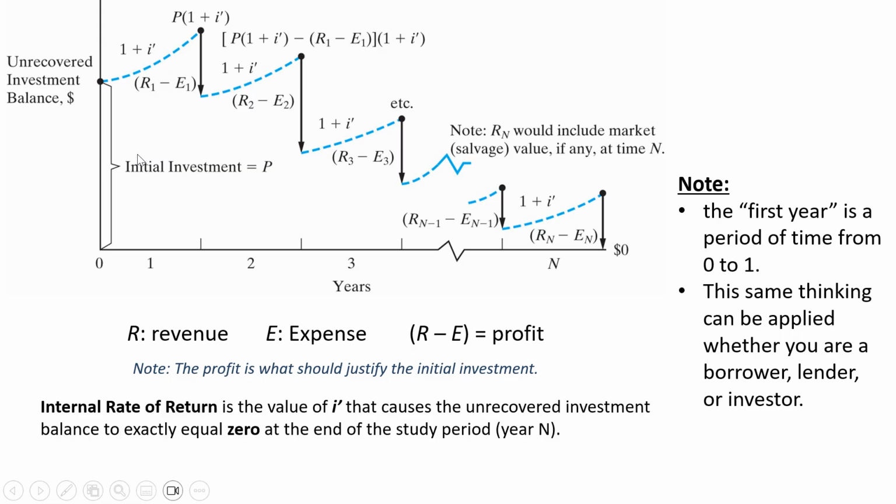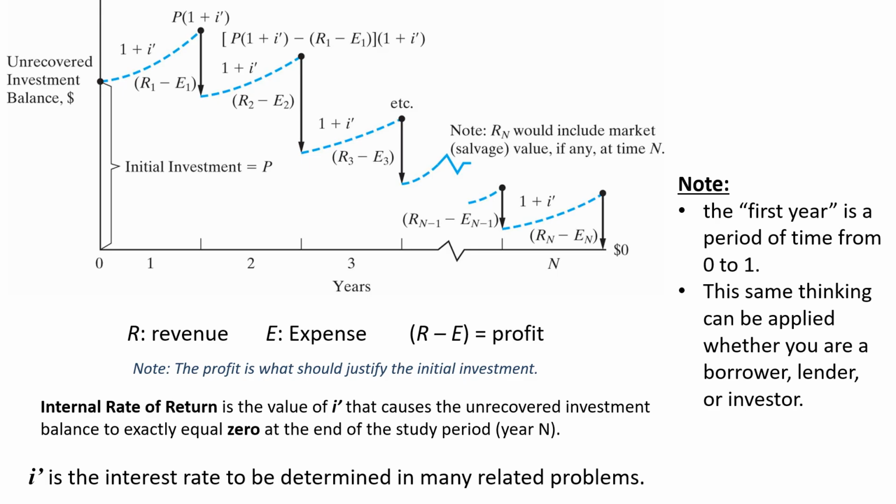So the internal rate of return, which we've talked about before, remember I showed you a bunch of different figures that illustrated the concept of balance. Balance between inflows and outflows. The internal rate of return is the interest rate that causes the unrecovered investment balance to come to 0 at the end of a certain number of years, at the end of the study period. So there is some interest rate that causes the inflows, being the R minus E, or the profit that you receive, to balance with the unrecovered investment balance, that was the initial outlay.